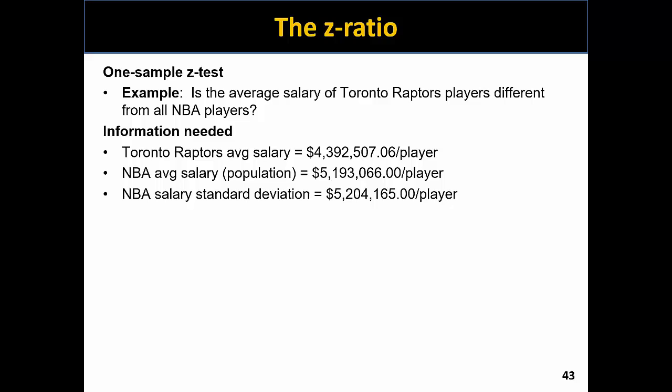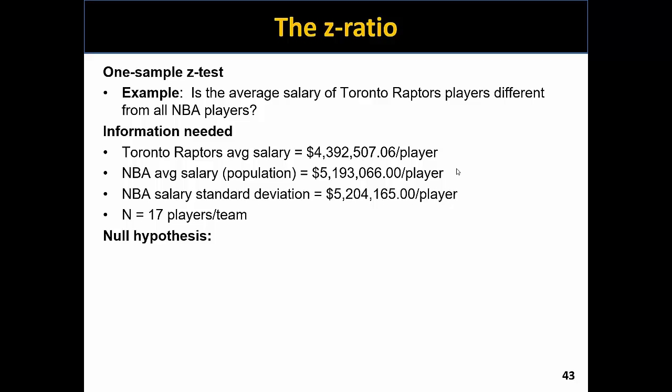In order to make that determination, we have to examine the NBA salary standard deviation. The NBA is the population, and what we find is that the standard deviation is just over $5.2 million per player. So we have a very large standard deviation about the average. We assume that there are 17 players per team, which is going to be necessary to carry out the one sample z-test.